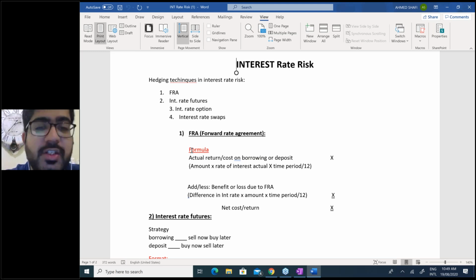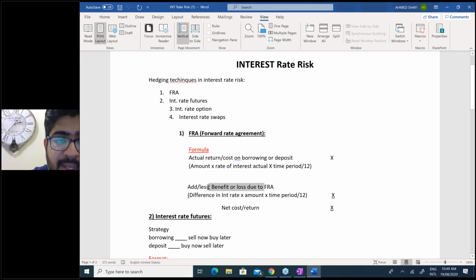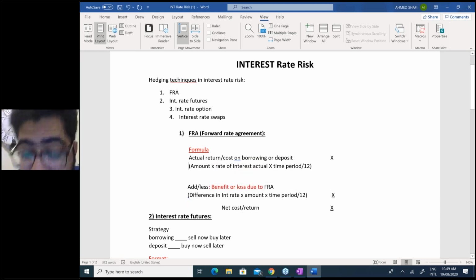You need to judge it by taking the difference in interest rates, whether it's a benefit or a loss. And surprisingly, this benefit or loss can be added as well as deducted. How? Let's suppose you got a benefit.